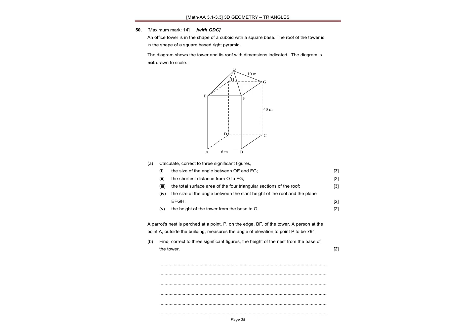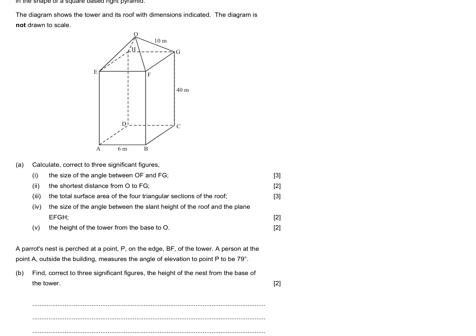All right, 50, office towers in the shape of that. Okay, it's not drawn to scale. So, calculate, correct to three significant figures, the size of the angle between OF and FG. Okay, so we want that angle.